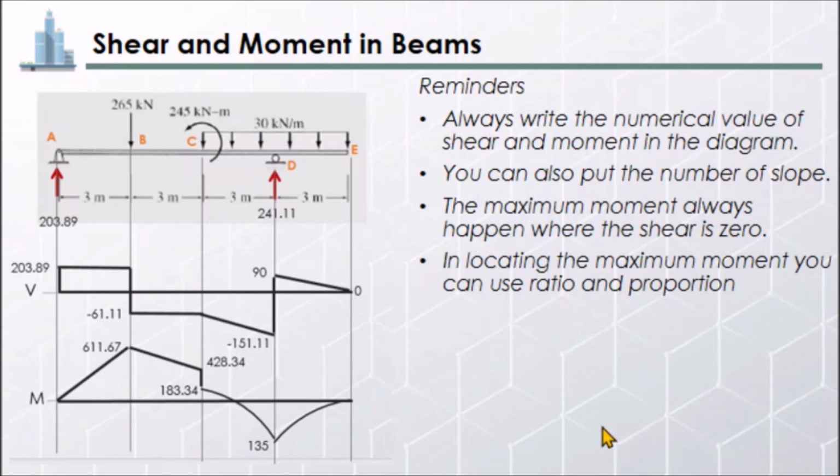In locating the maximum moment, you can use ratio and proportion. But for this particular problem, where is the maximum moment? It is 3 meters from point A, or you can say 6 meters from point D. Okay. If you are asked what is the maximum negative moment, your answer is negative 135. Okay, so that's it, class, for our discussion.